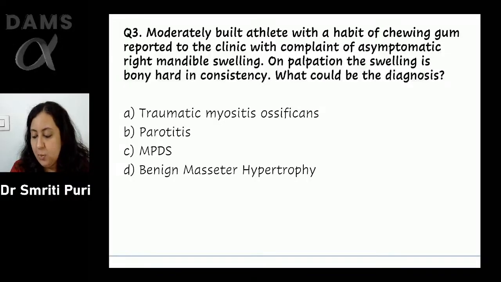Moderately built athlete with a habit of chewing gum reported to the clinic with complaint of asymptomatic right mandible swelling. On palpation, the swelling is bony, hard in consistency. What would be the diagnosis? A. Traumatic myositis ossificans. B. Parotitis. C. MPDS. And D. Benign masseter hypertrophy. So what would be the answer here?